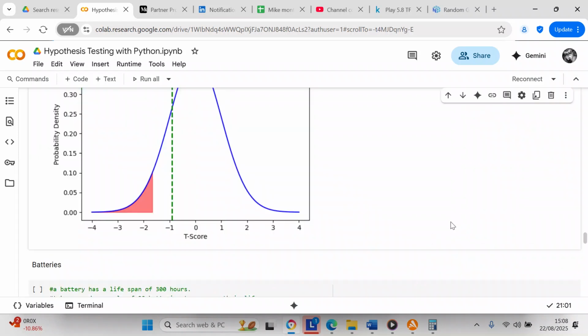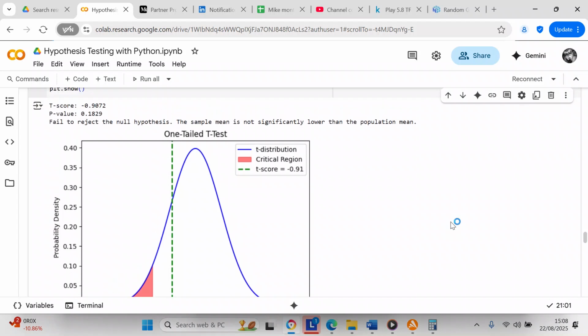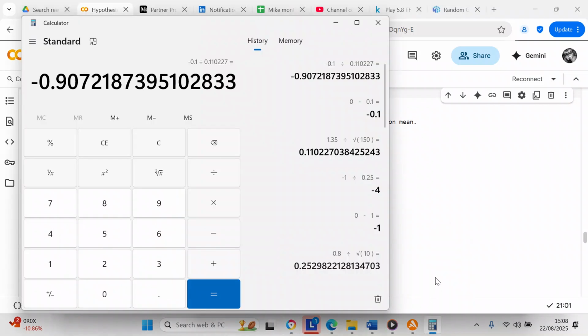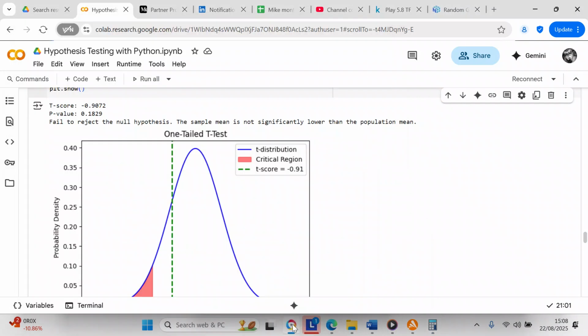The t-score is negative 0.9072, and that's what I got, so I calculated it correctly, which is good. The p-value is 0.1829. Since the p-value is higher than the alpha of 0.05, you're going to fail to reject the null hypothesis. The sample mean is not significantly lower than the population mean.